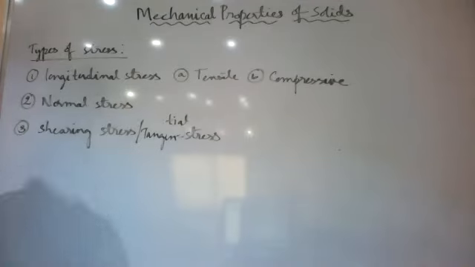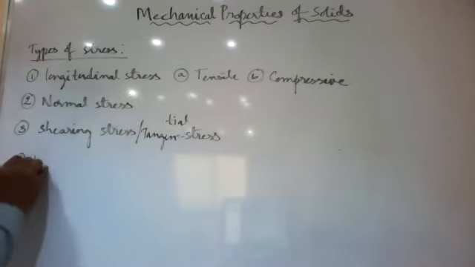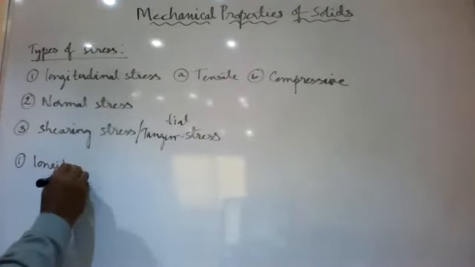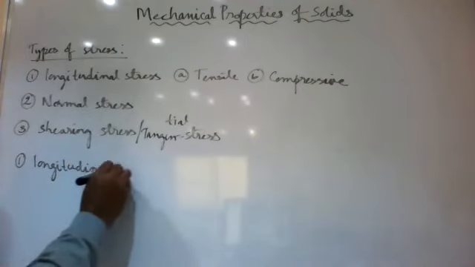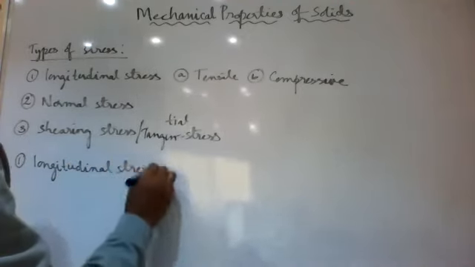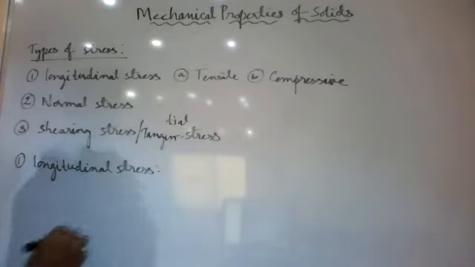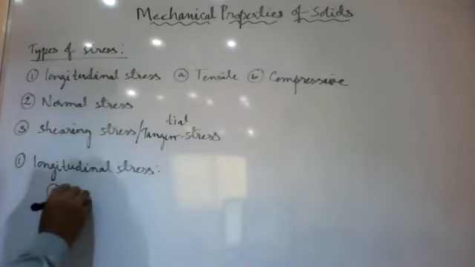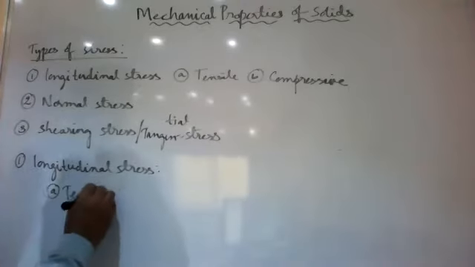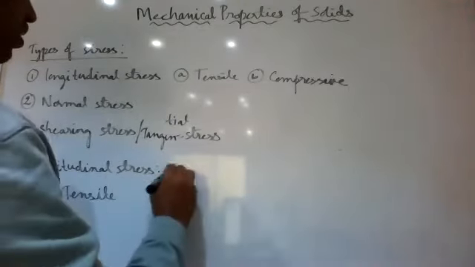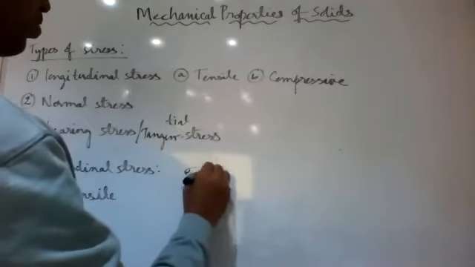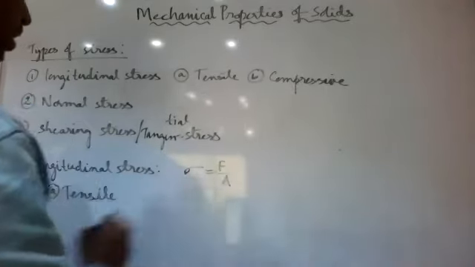Okay, so first we will go with longitudinal stress. It says that if the stress is along the length, then that is said to be longitudinal stress. In that we have tensile. If I speak about tensile, we write the same formula, sigma equal to F by A, force per unit area, which is along the length.